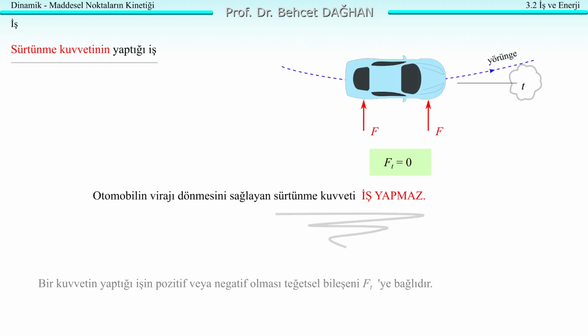There's also this situation. For example, the friction forces acting on a car turning a corner are perpendicular to the tangential axis. These friction forces are what enable the car to turn the corner. Because these friction forces are perpendicular to the tangential axis, their tangential component is 0. Their projection onto the tangential axis is 0. Therefore, they do no work. The friction force that enables a car to turn a corner does no work.